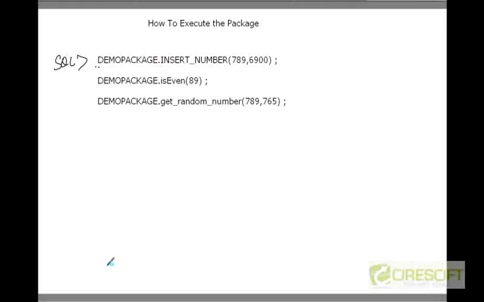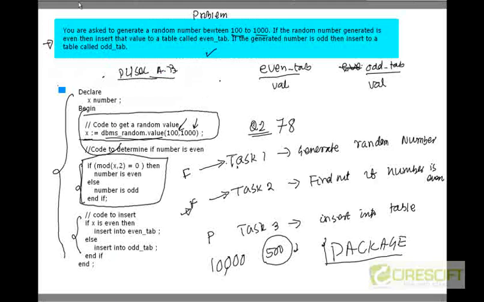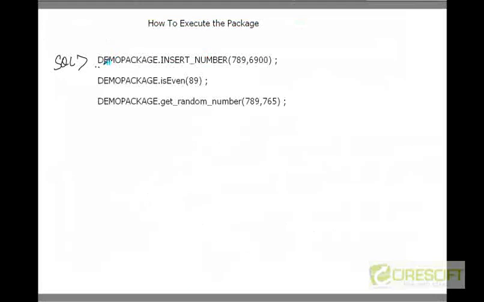So therefore question number one, whatever I asked, can be solved right now by calling the package called demo package, by calling the procedure insert_number, and you just give two parameters. It will insert based on whatever random value it got. You will decide it's an even number or odd number, and then it's going to insert into the appropriate table.